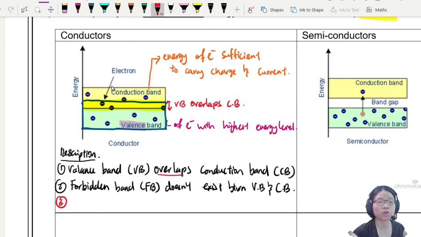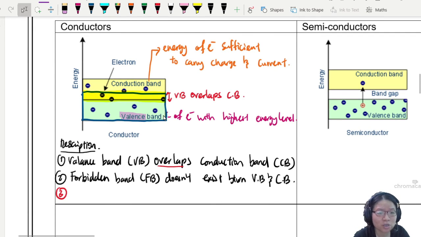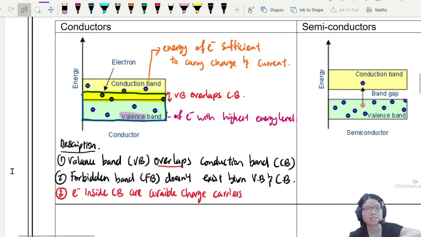Electrons are your charge carrier. If your electron is inside the conduction band, name also conduction band already, it can move for you. So electrons inside the conduction band are available charge carriers to help you conduct electricity. So that's why this is a conductor. Beautiful. What happens for semiconductors?